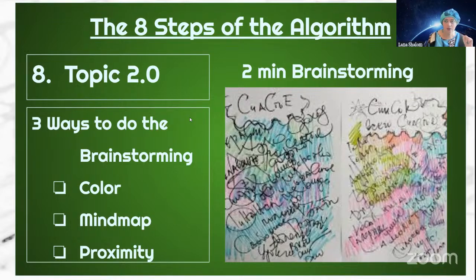And you can also do it the same way I explained to you yesterday when you did topic 1.0, step 1. You definitely do 2-minute brainstorming, and then you can just add color. You can do mind mapping, connecting which words are connected with each other, which one is connected to the goal. And you can do proximity, put it in the center and see which words are closer to the goal, and which words are further away. Okay, you can also do the 4th one. I showed you the pyramid, but you need to know the pyramid well for that.